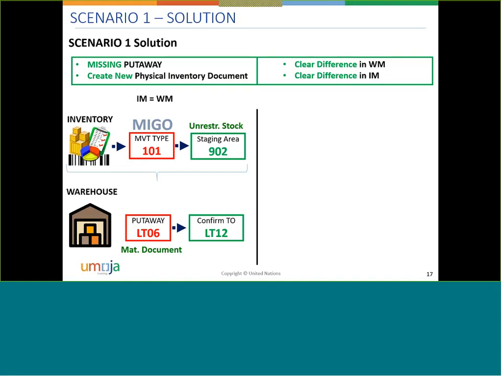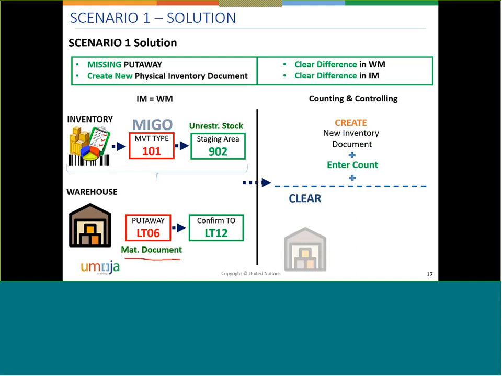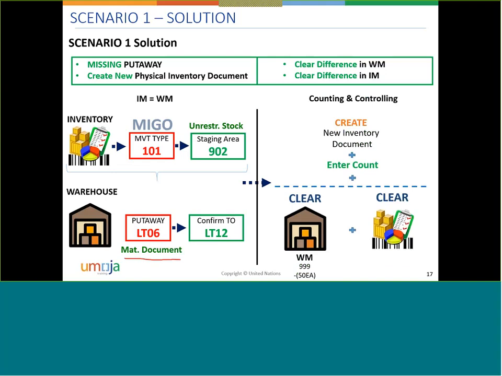We have to perform the put away, LT06, with reference to the material document, confirm it, and then we move on to the processes in counting and controlling, which is the creating of inventory document, plus entering count, plus, of course, the final session where you clear warehouse, and you clear. See, there you go. We clear the 99 for 50, and then we clear IM, okay, inventory management.